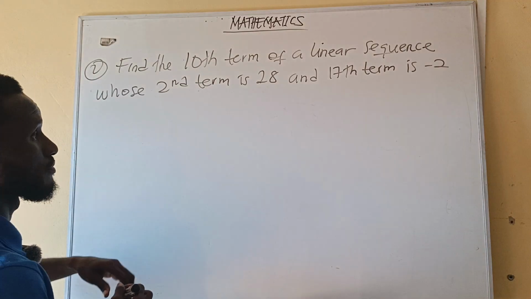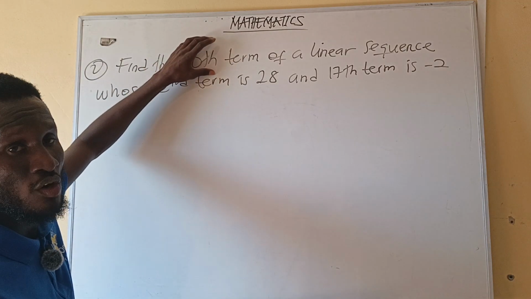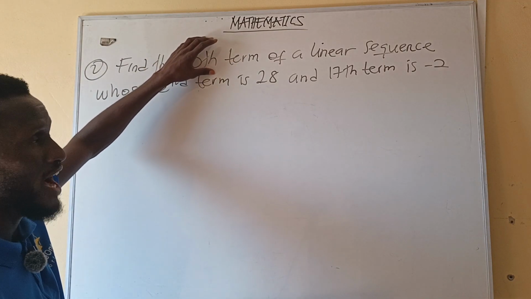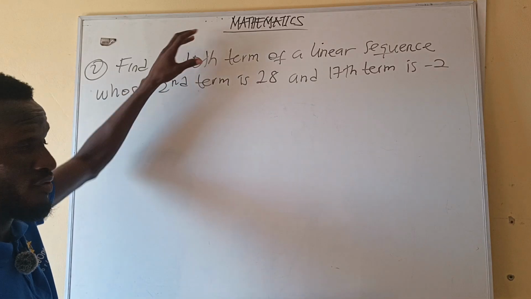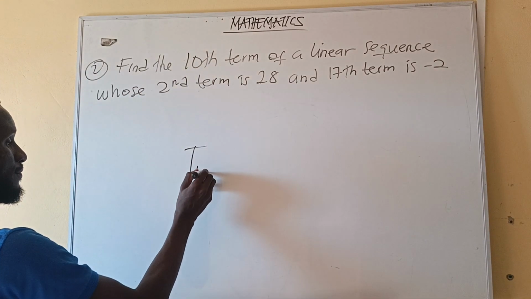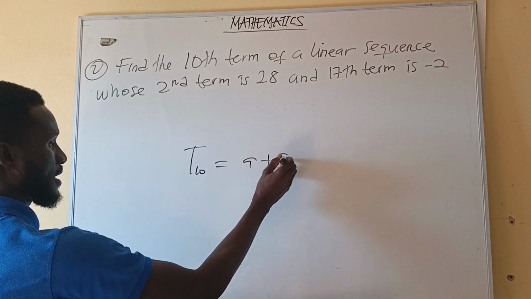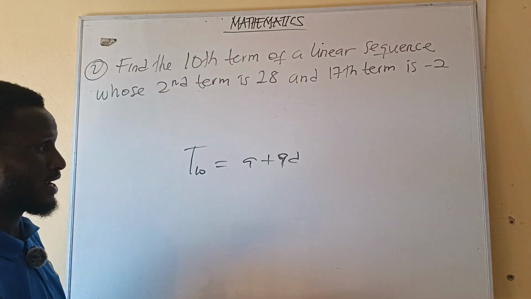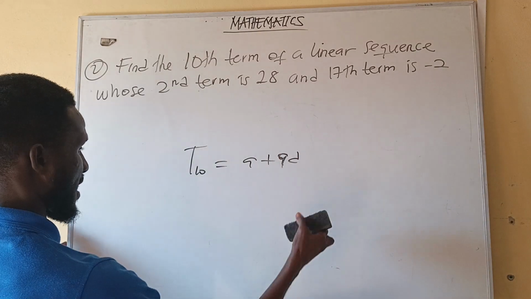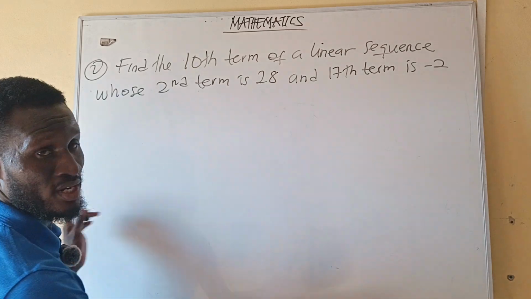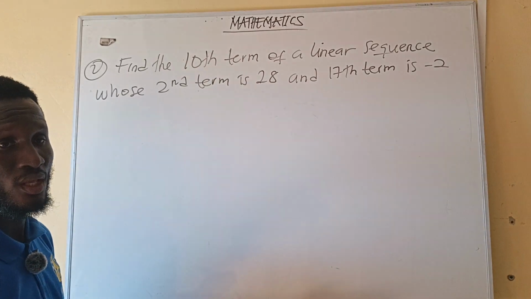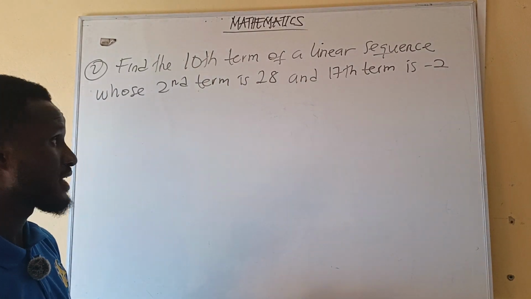Now, let me forget about the 10th term and solve for what I'm supposed to solve first. Before I can solve for the 10th term, don't forget that the 10th term is equal to a plus 9d. So I need the common difference and I need the first term before I'll be able to solve for the 10th term.